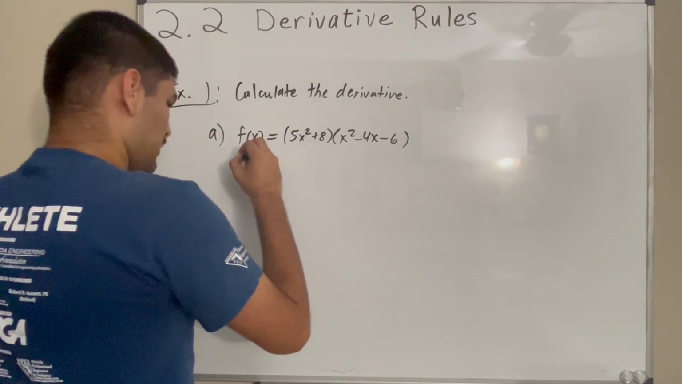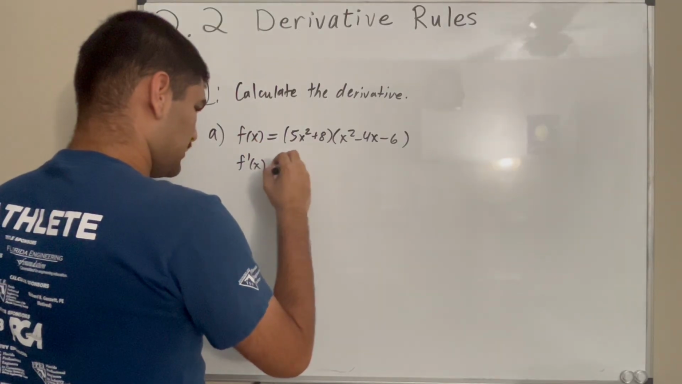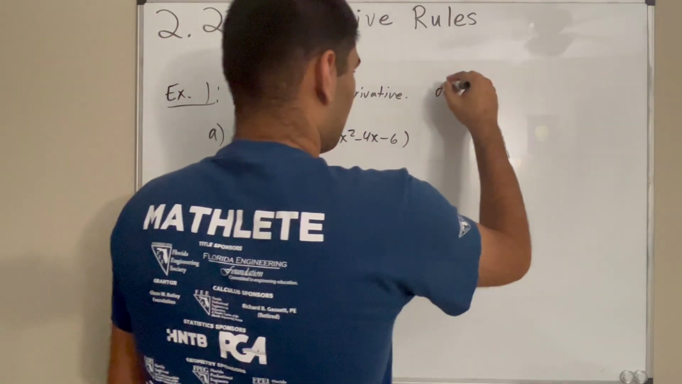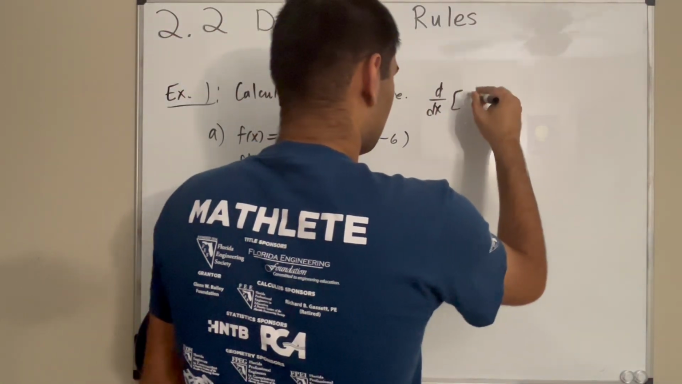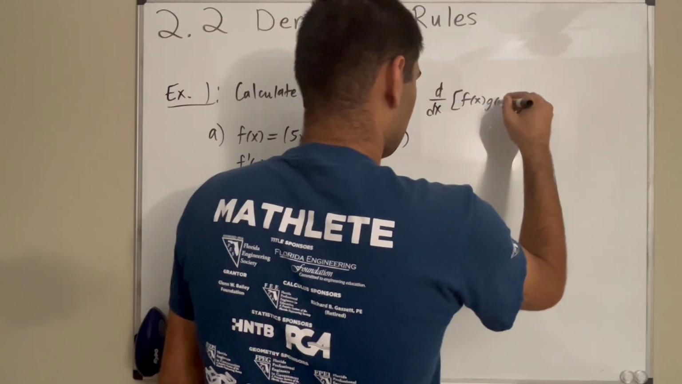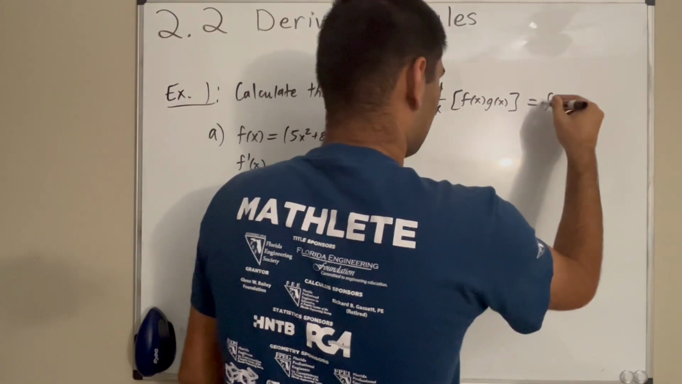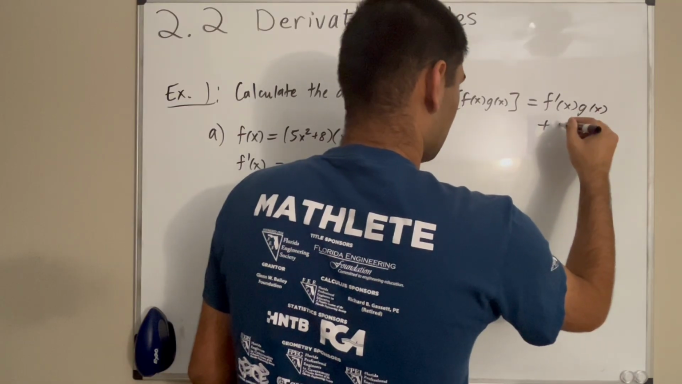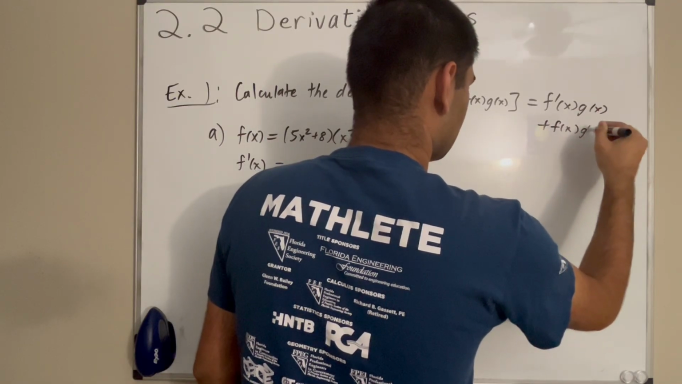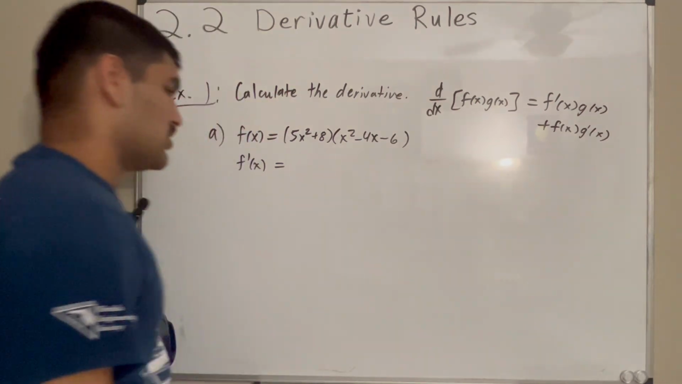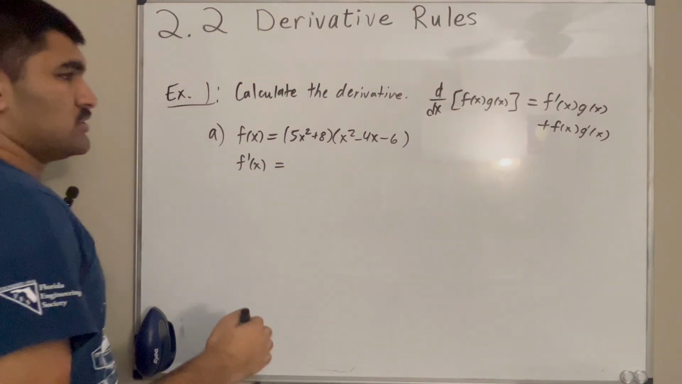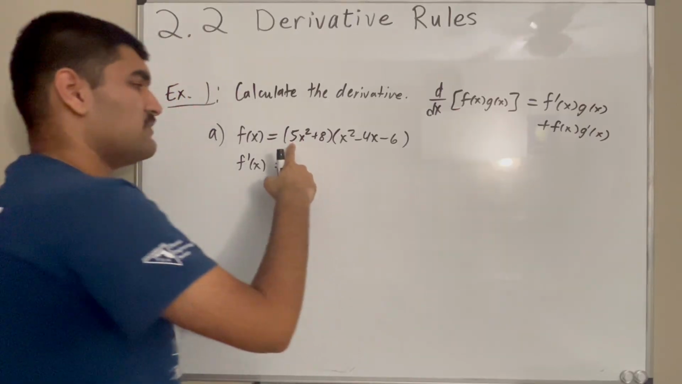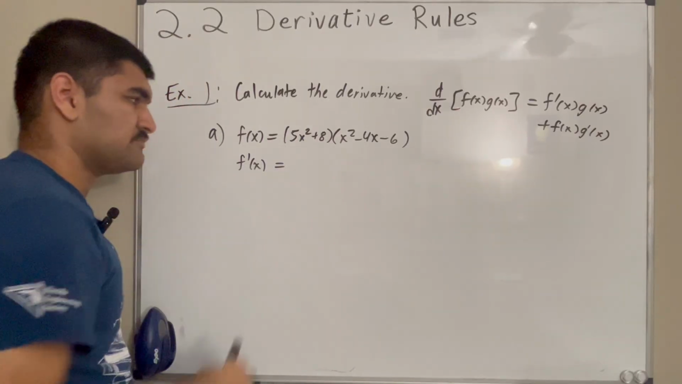So f prime of x equals, so remember what the product rule says. It says that if you have the derivative of a product of two functions, you just differentiate them one at a time. So f prime of x times g of x plus f of x times g prime of x. All right, so that's what we're going to do here. So you will differentiate our first function first. So the derivative of 5x squared plus 8.